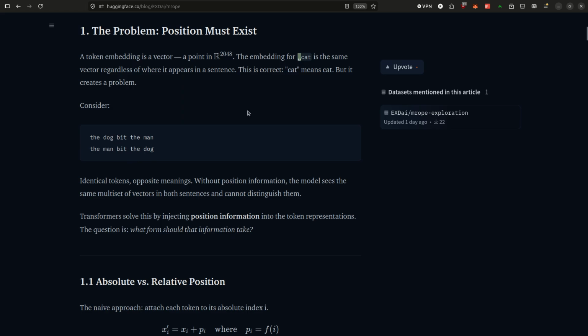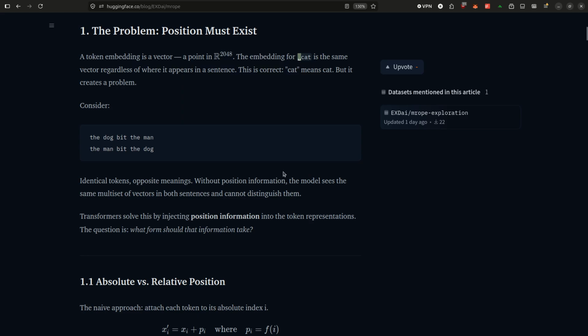We already know how the embeddings for individual tokens are created, and we did discuss how positional embedding works and how you add a little bit more information to encode the position of the token in the input sequence. And the technique that Qwen uses is mRoPE.